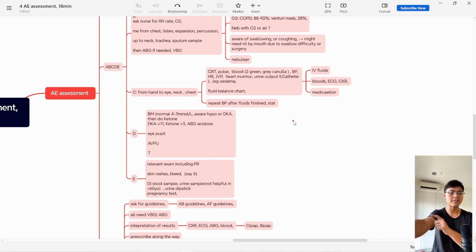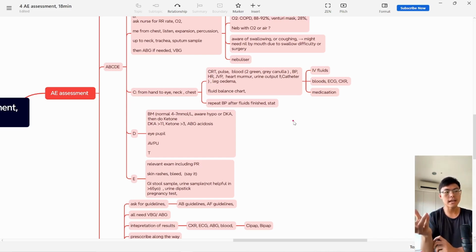So there's the cannula site over here. You go on, JVP, heart, listen to the heart for heart murmurs, and going down, urine output, so fluid balance chart. And then if you want to check for any leg edema, double check on that. And then go back to the bloods, okay? So bloods-wise, you ask the nurse to do two white venflon cannulas, but sometimes the nurse doesn't know what you mean by white.